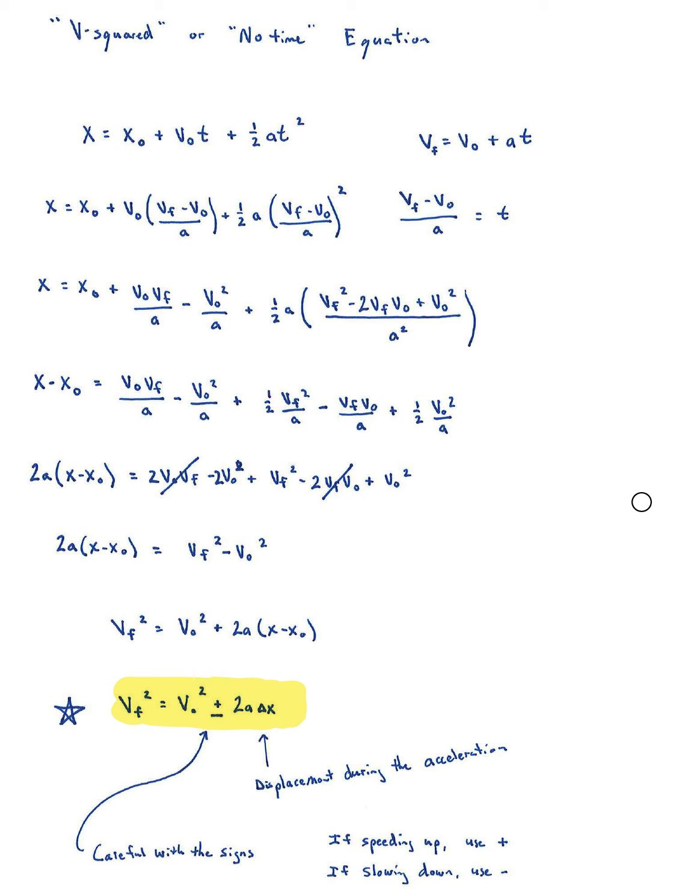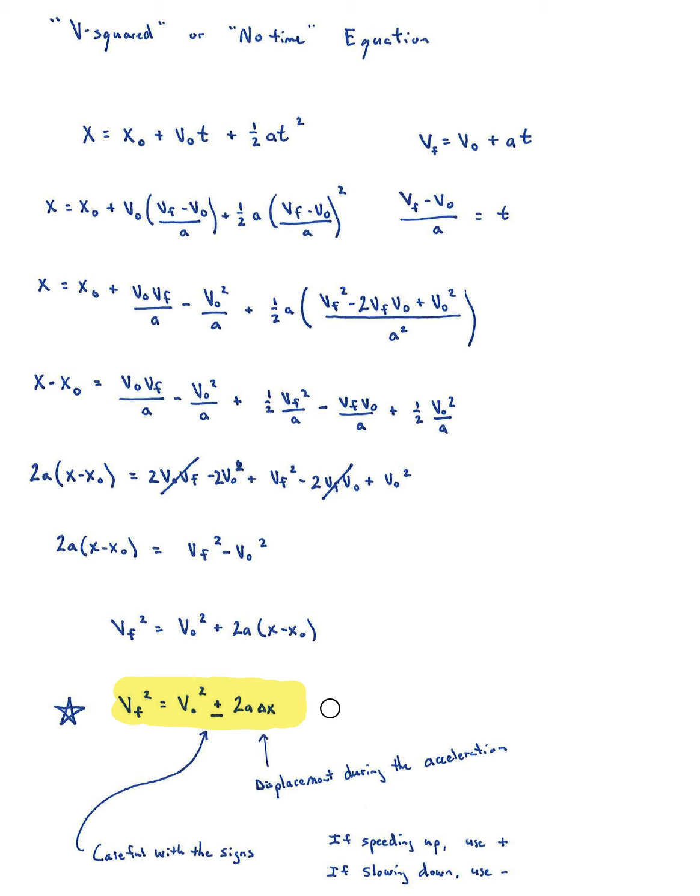Squared equation, or what we call the no time equation. So I have it highlighted down here. It says that Vf squared equals V naught squared plus 2a delta x. Now, we almost always don't write the plus or minus because it's implied. We also usually don't write delta x. We usually just write x. It's also implied that that x in that equation is the displacement during the acceleration.